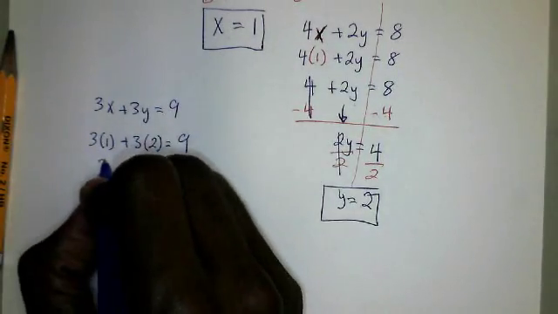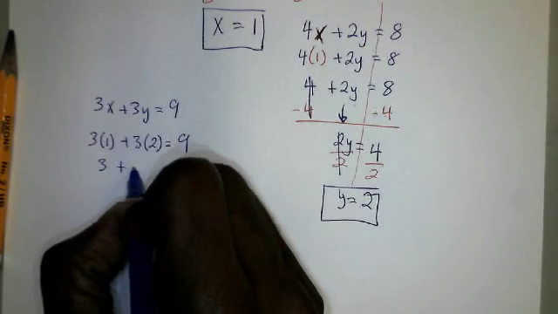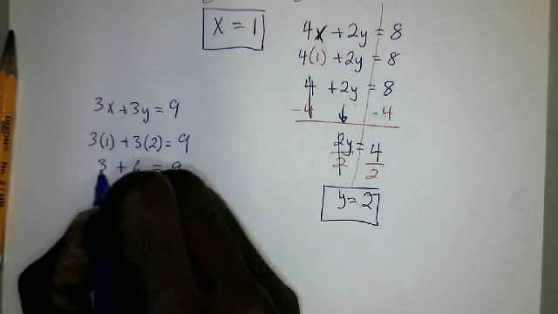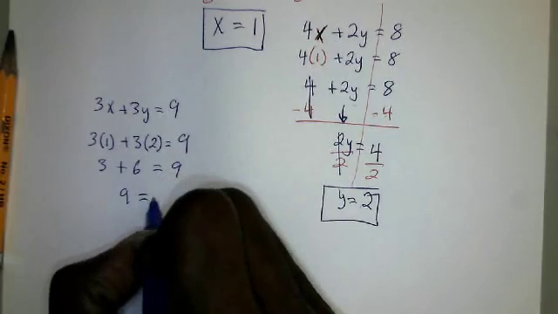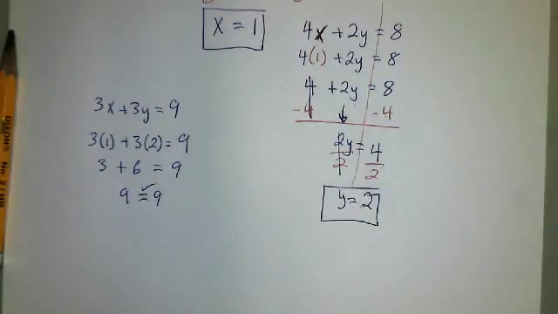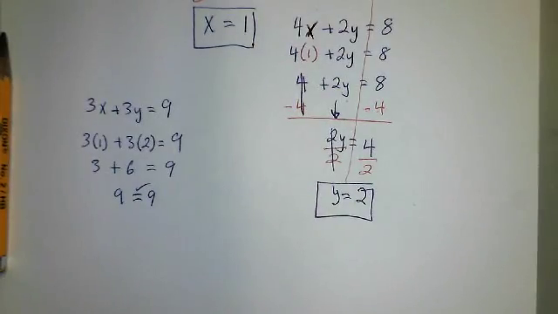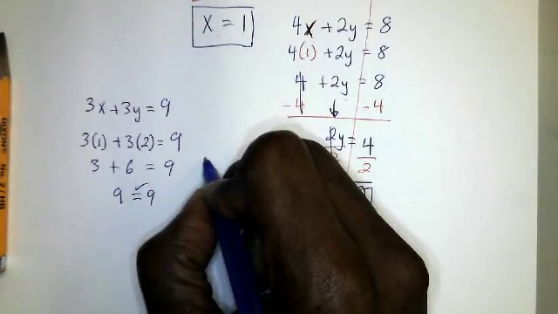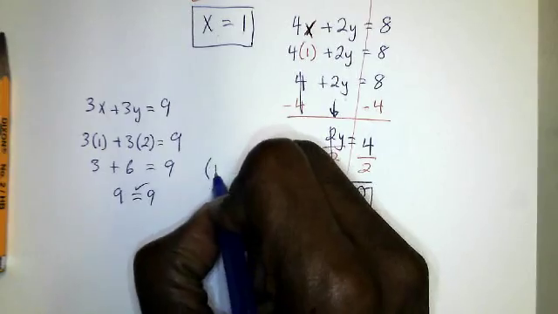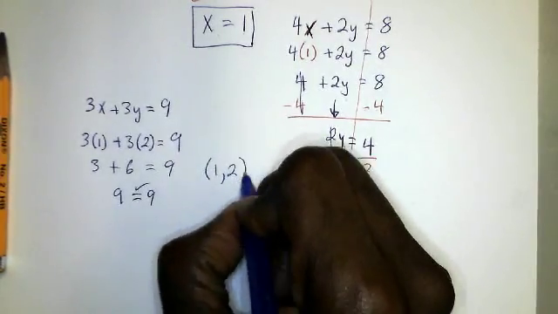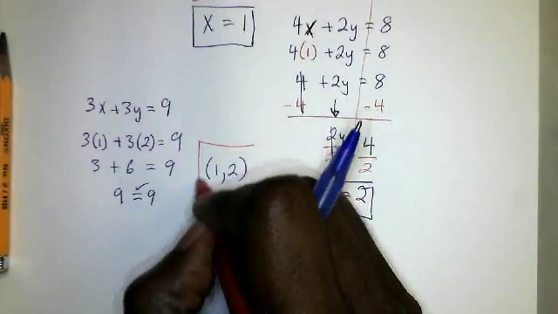3 times 1 is 3, plus 3 times 2, which is 6, equals 9. And 3 plus 6 is 9. Since it is 9, it does check out. We will agree that this is the solution to the equation. Now, the last thing we're going to do is put it in ordered pairs. And this is our answer.